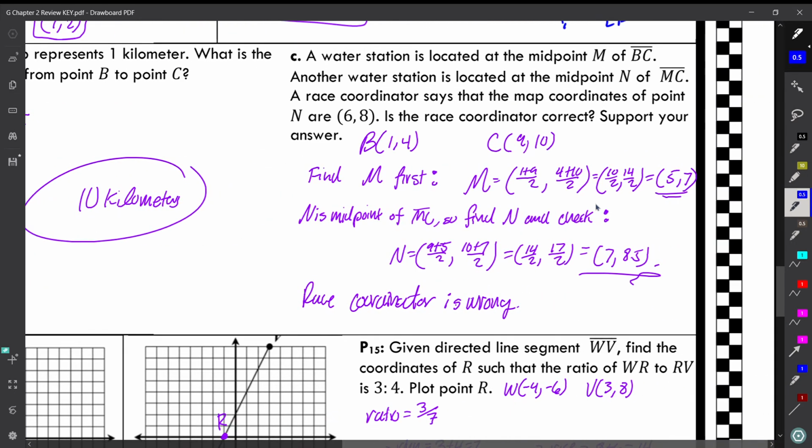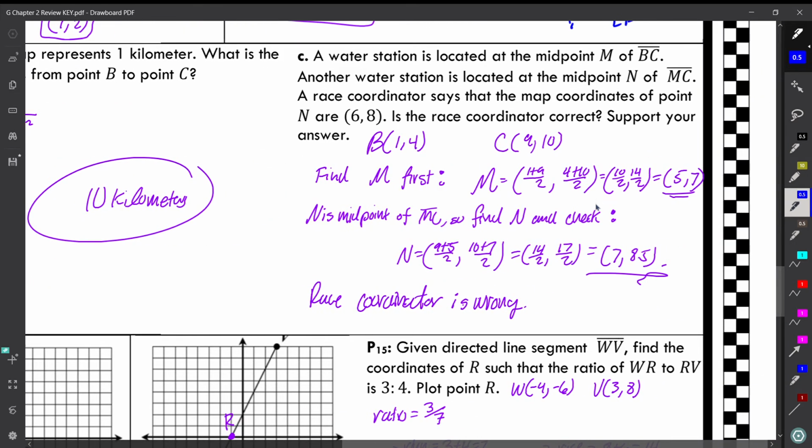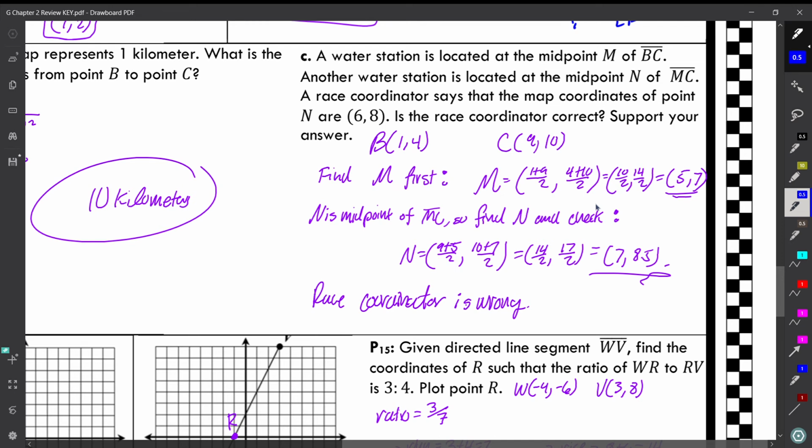Now, a water station is located at the midpoint M of BC. Then you got another water station located at the midpoint N of MC. So basically we're going like this, right? This is B, C, in the middle I've got M. That's one water station. And then between M and C, there's one at the midpoint of that, N. A race coordinator says that the map coordinates of point N are 6, 8. Is the race coordinator correct? Support your answer.